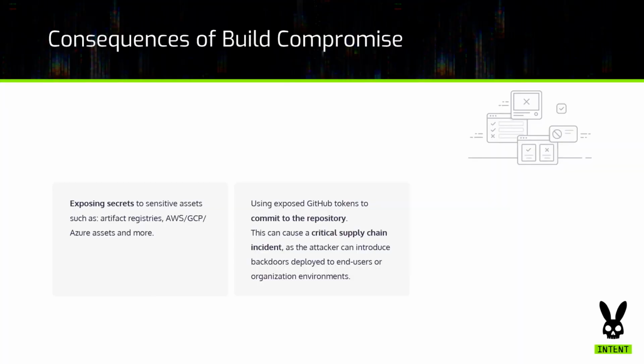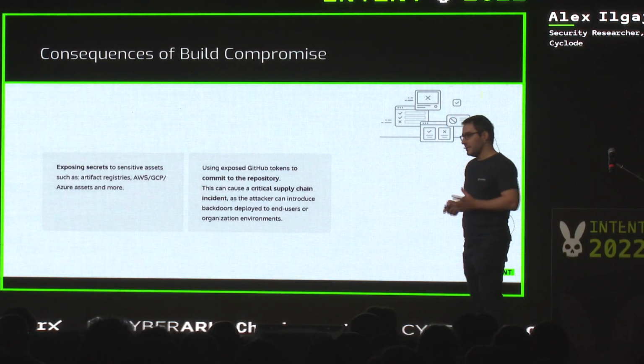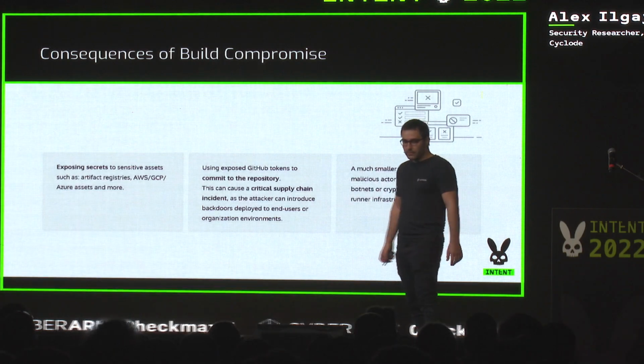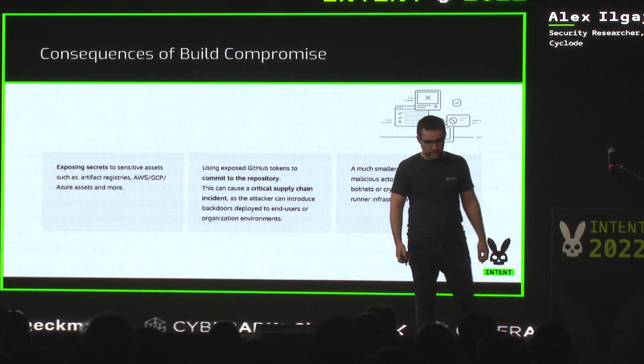The second big consequence is that you have the ability to use the GitHub token, which I talked about previously, to commit new code to the repository, which could introduce a potential backdoor and maybe create the next SolarWinds. An additional, smaller risk is the ability to run crypto miners and botnets on the runner infrastructure.